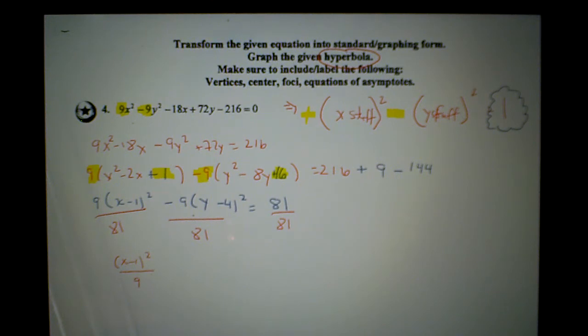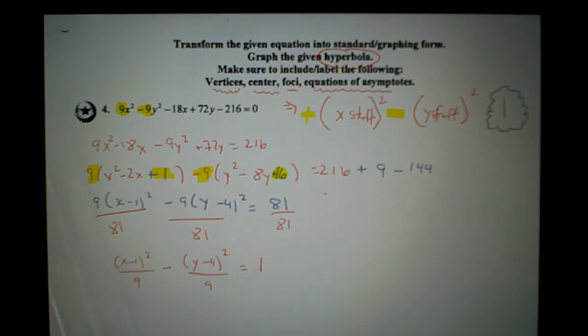I have a -9 and a positive 81, so that is going to leave a negative y group on top also of 9, and this is equal to 81 divided by 81. Now remember, for a hyperbola, I've got vertices on the wings. I have a center. I have focal point, and I have equations of asymptotes. So let's pull out our information.